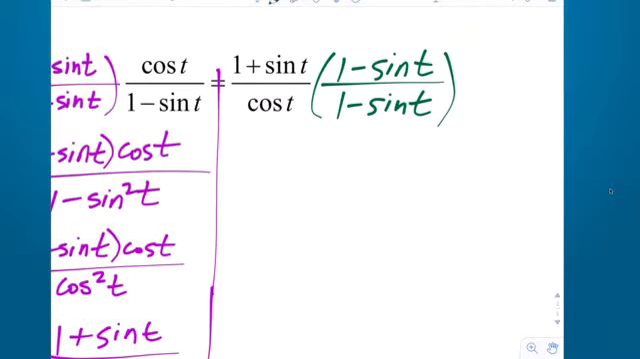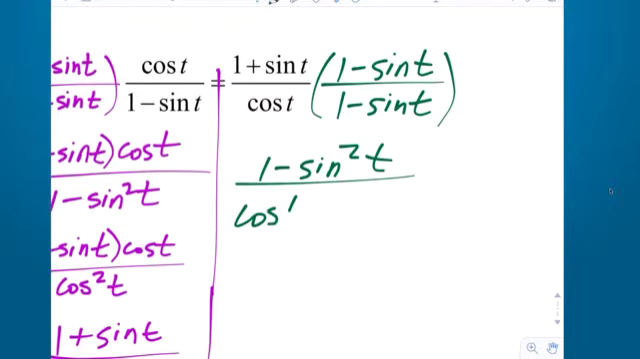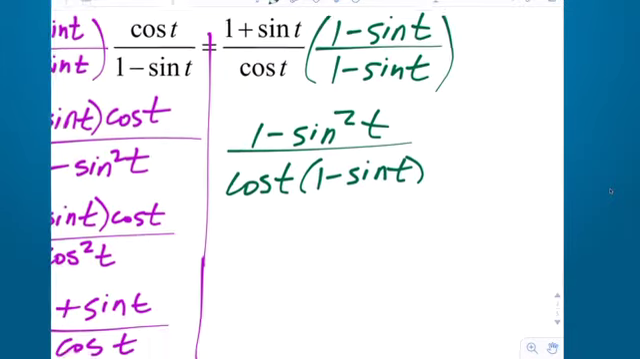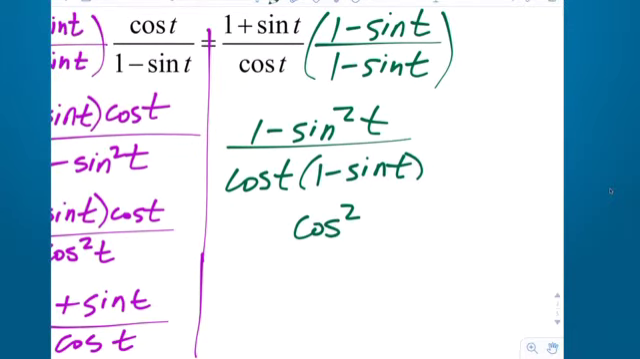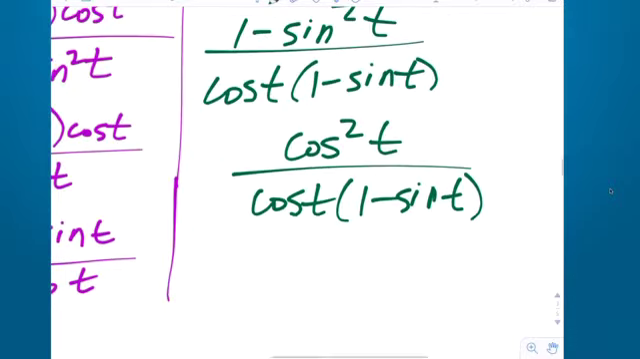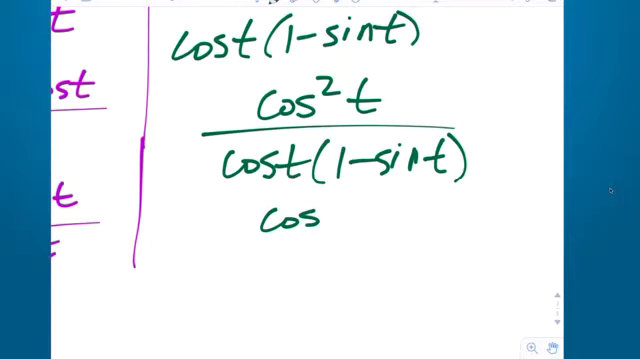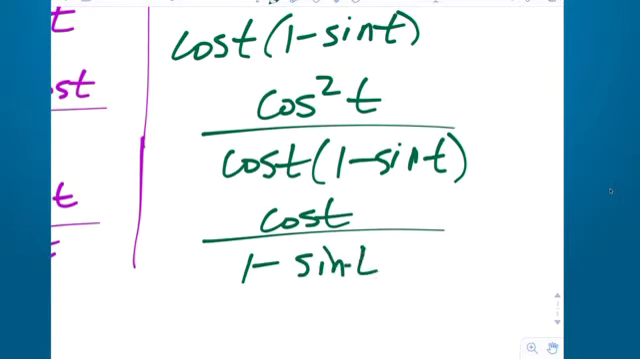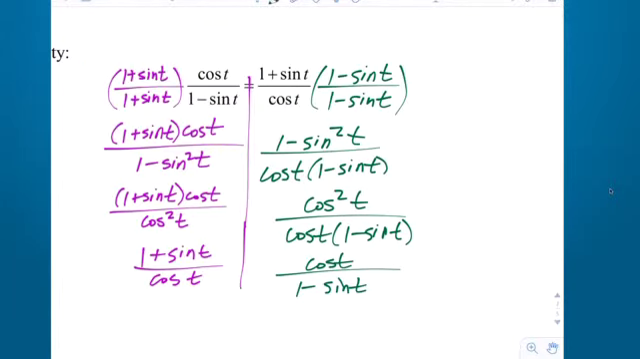So now we'll expand the conjugates in the top to get 1 minus sine squared. And on the bottom, we'll leave it factored because I want my 1 minus sine of t to be visible. In the numerator, what's 1 minus sine squared? Cosine squared, all over cosine of t times 1 minus sine of t. And now, very similarly, one of the cosines divides out, and we're left with cosine of t over 1 minus sine of t. And that is the left side that we started with.